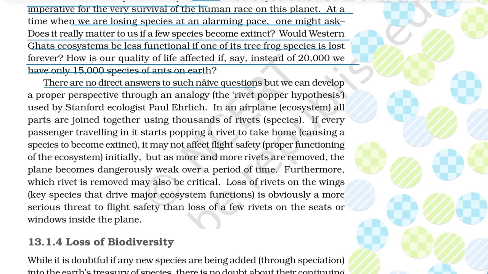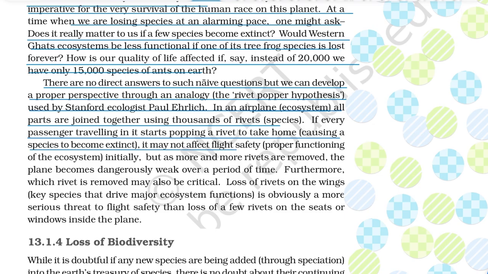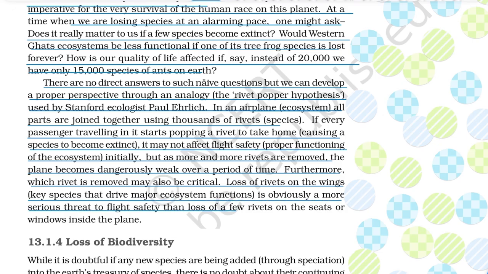There are no direct answers to such naive questions, but we can develop a proper perspective through an analogy: the Rivet-Popper hypothesis, used by Stanford ecologist Paul Ehrlich. In an airplane, let's suppose the airplane is the ecosystem, and all parts are joined together using thousands of rivets that are species. If every passenger traveling in it starts popping a rivet to take home, causing a species to become extinct, it may not affect flight safety, the proper functioning of the ecosystem, initially, but as more and more rivets are removed, the plane becomes dangerously weak over a period of time. Furthermore, which rivet is removed may also be critical. Loss of rivets on the wings, key species that drive major ecosystem function, is obviously a more serious threat to flight safety than loss of a few rivets on the seats or windows inside the plane.